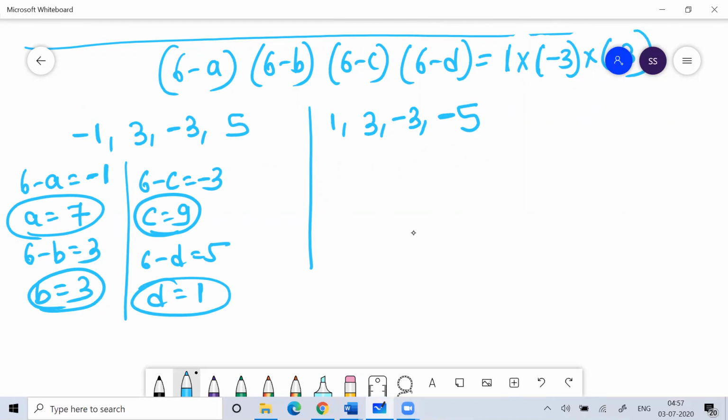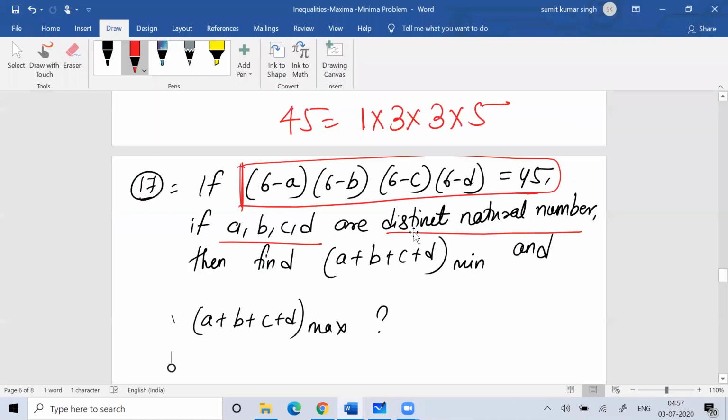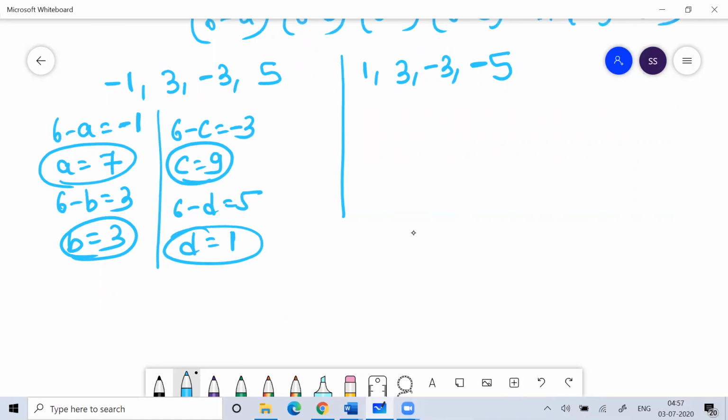So in this case, what is the sum? You want the sum to be minimum. You want the sum of A, B, C, D minimum. What is A plus B plus C plus D? In this case, this is 10, 20. The sum is 20 here.